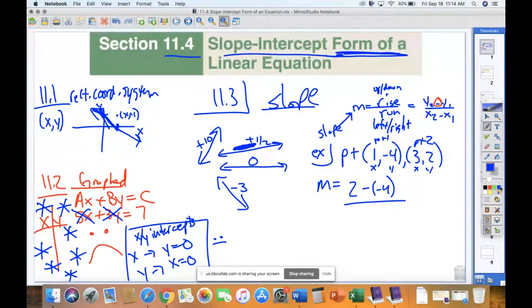Minus minus 4, okay? Now I'm going to subtract the x's. x2 is 3 minus x1, which is 1. 2 minus minus becomes plus plus. 2 plus 4 is 6. 3 minus 1 is 2, and we get a slope of 3, okay? A slope of 3.